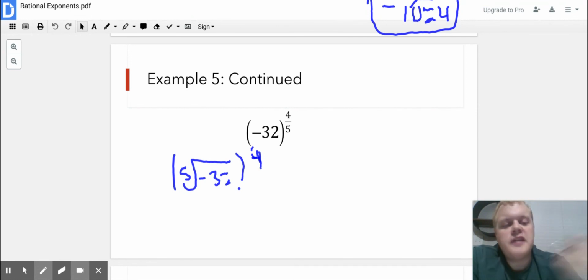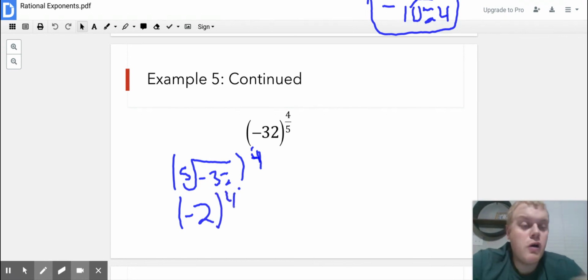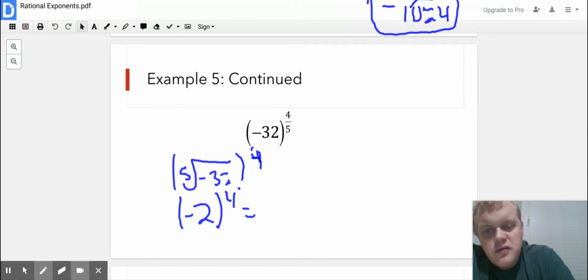Okay, so then let's check. If I type this into my calculator, the fifth root of negative 32, this actually comes out perfectly because that is a perfect fifth. Again, you can always check yourself by typing into your calculator. This one works out perfectly because the fifth root of negative 32 ends up being negative 2 to the fourth power. So all I did was just simplify the inside of those parentheses first before implementing that power of 4. So I have negative 2 to the fourth power, which does end up giving me 16.